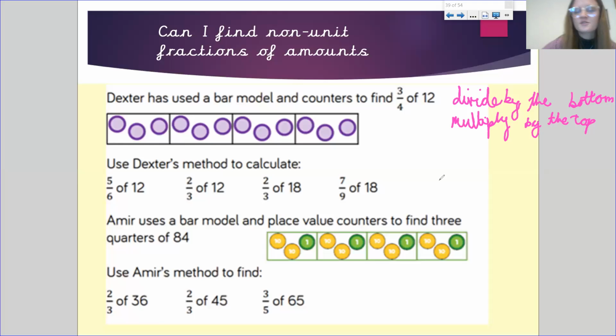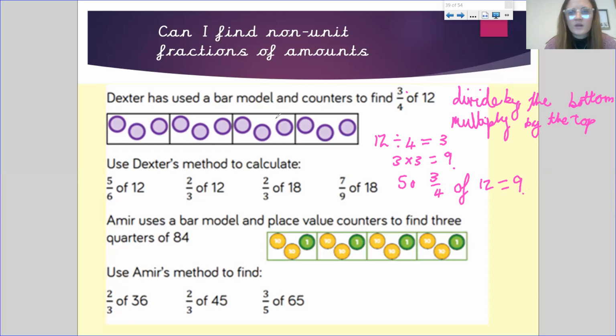So if we divide 12 by the bottom, we say 12 divided by 4 will give me 3. And then I multiply it by the top, which is 3. So 3 times 3 is equal to 9. So 3/4 of 12 is equal to 9.